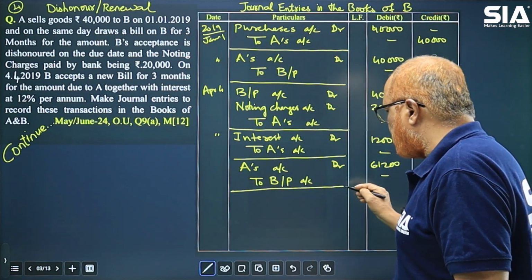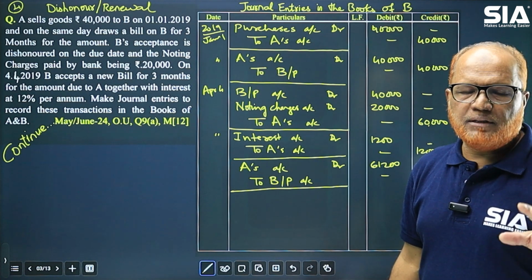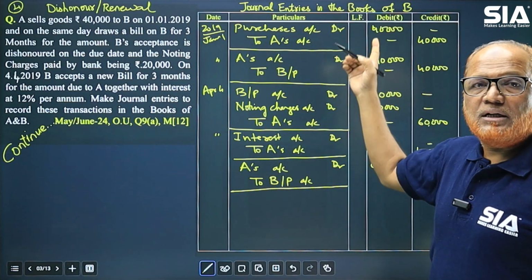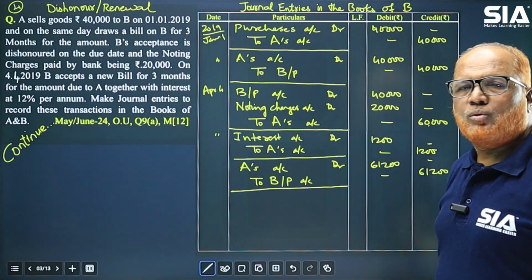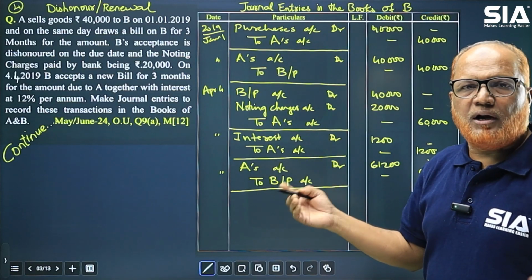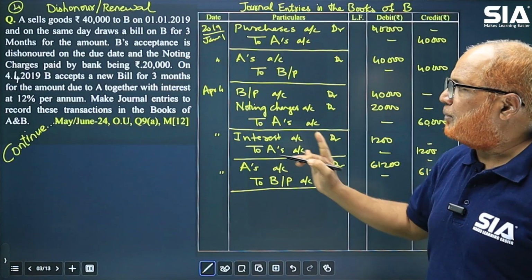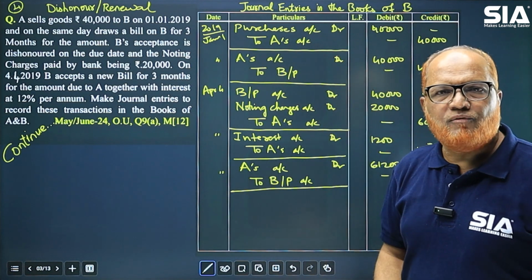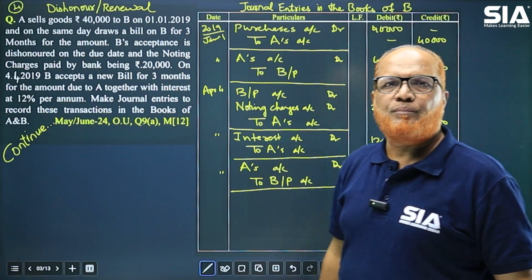What is the narration for this entry? Being the new bill accepted along with interest. The original bill was 40,000. 20,000 was noting charges and 1,200 is the interest. Combined together, 61,200 is the acceptance of the new bill. And it is not given whether the new bill is honored or dishonored. We have to write the entry only up to the acceptance of the new bill. So make journal entries to record this transaction in the books of A and B. So we have completed all the entries in the books of A as well as in the books of B.